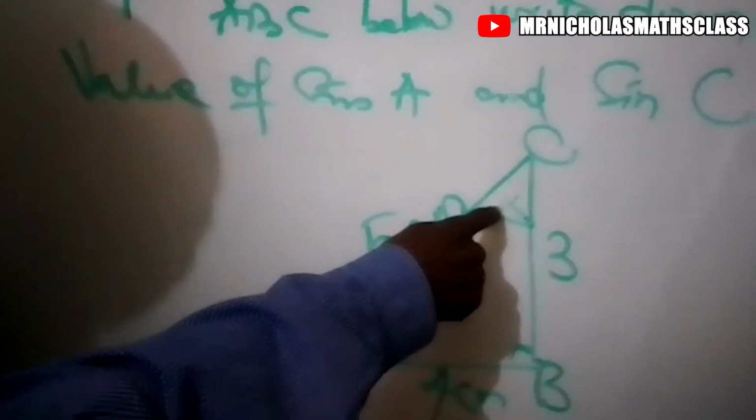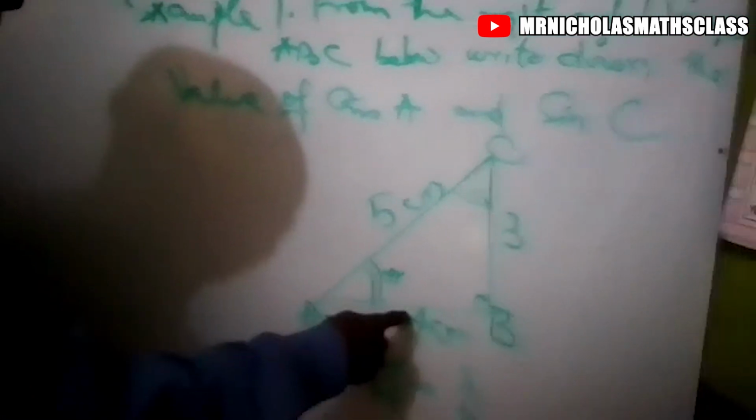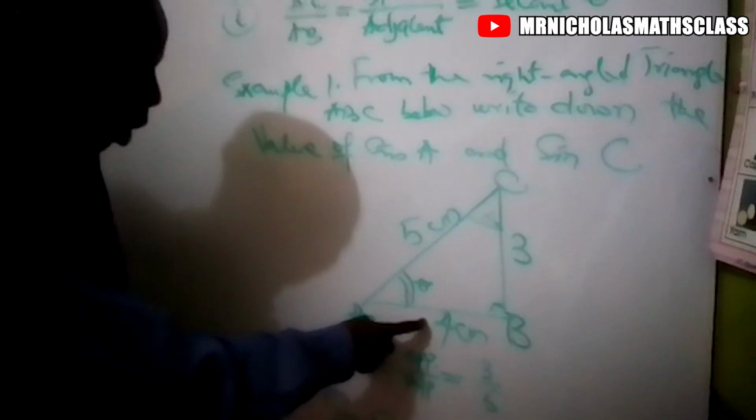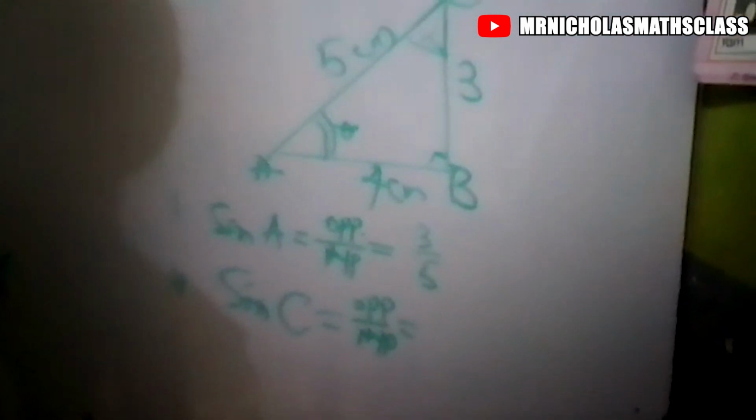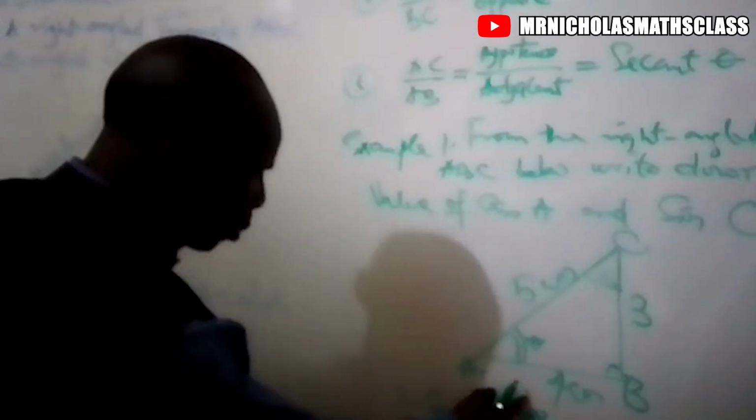We are going to call this one alpha. We are calling angle C alpha. Since we are looking at this angle here, look at the board. Since we are looking at this angle alpha, alpha is facing this side. So here is my opposite and here is my adjacent. So sine C is the same thing as opposite over hypotenuse. But it's not going to be 3 over 5 because we are looking at angle C. So here is my opposite. The answer is 4 over 5.